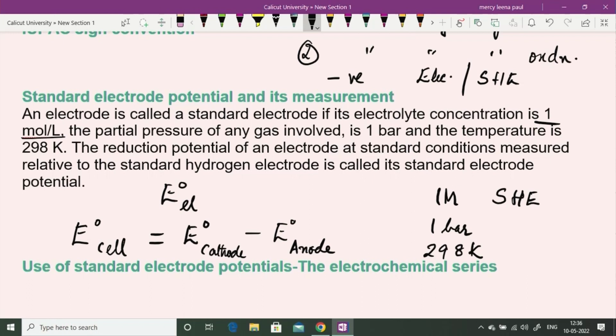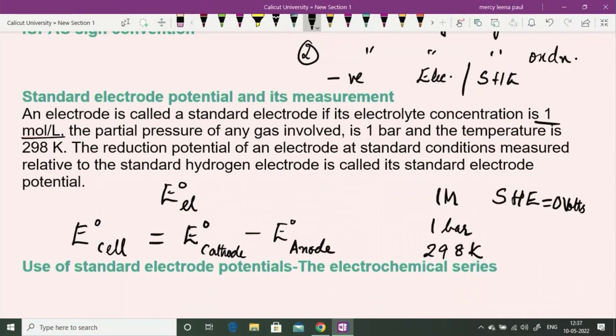Now, what we are going to do here is set up a standard, and that was SHE. And for arbitrary sake, we say that the potential of SHE is equal to 0 volts.